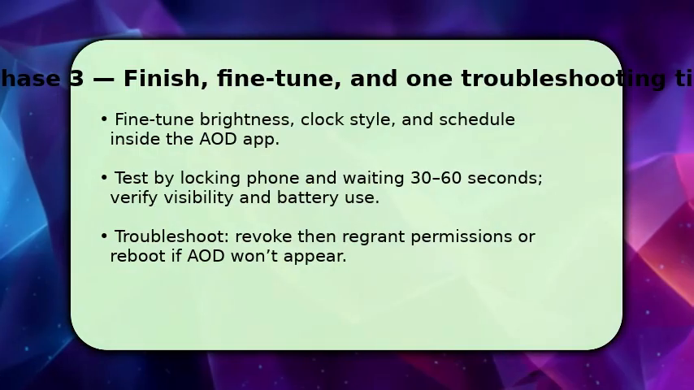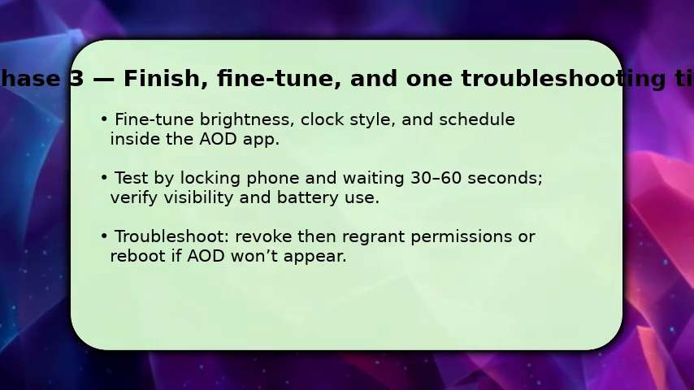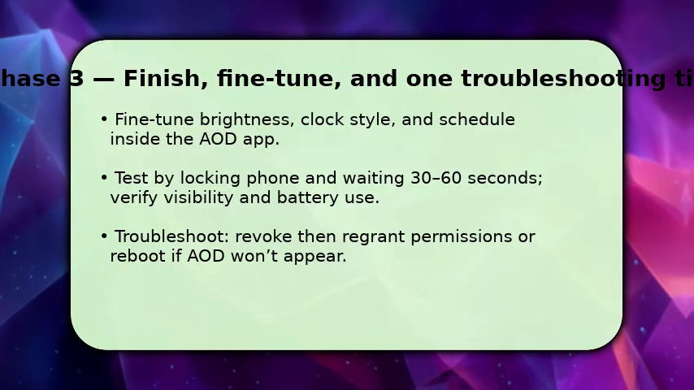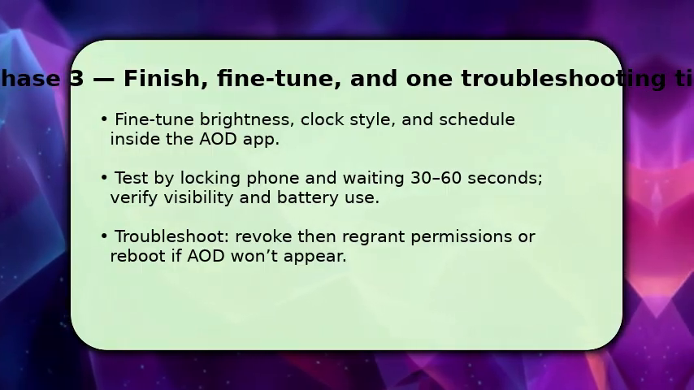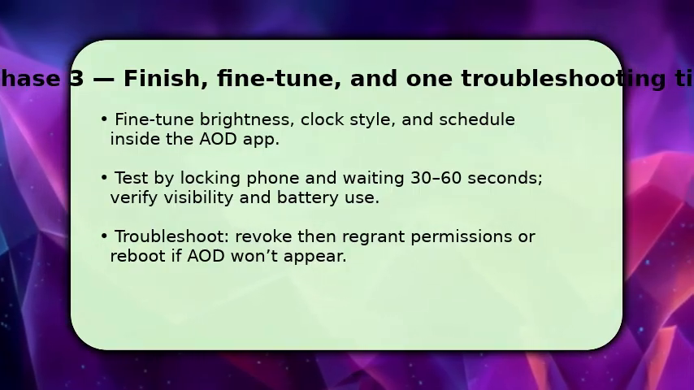You finish by customizing the AOD app. Set brightness, clock style, and an appropriate schedule so it conserves battery. Once configured, lock the phone and wait 30 to 60 seconds to confirm the display appears correctly. Make sure notifications show as expected.